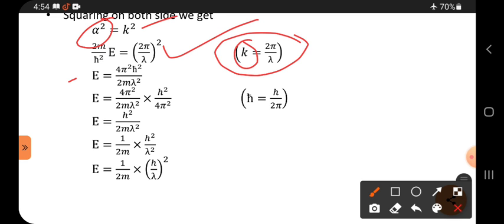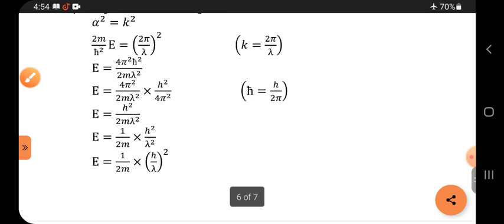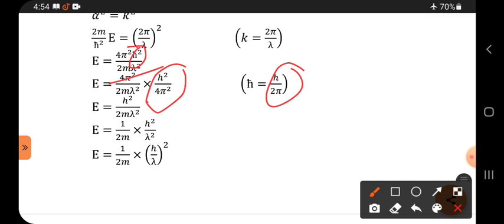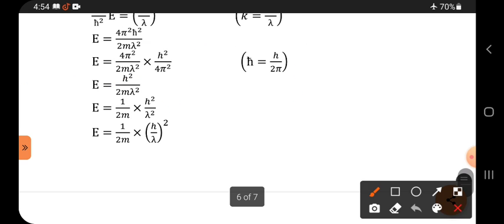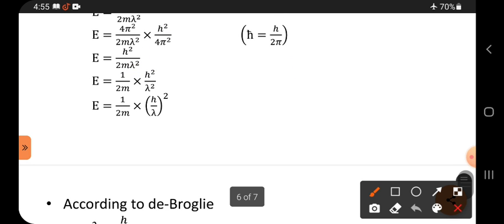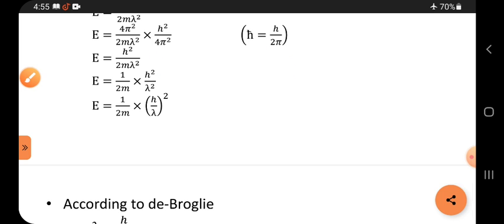E value, 4 pi square h cut square. So bring this h value, now it is dividing, and this side it is multiplying. And in the place of h cut square, substitute h square by 4 pi square. The 4 pi already gets cancelled, and now h square remains by 2m lambda square. So separate h square by lambda square like this and keep it like this.